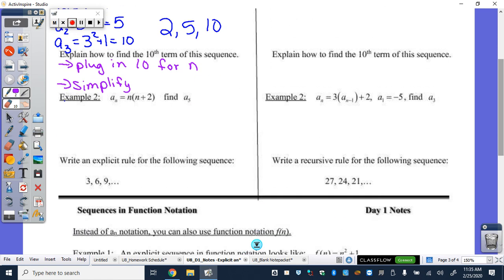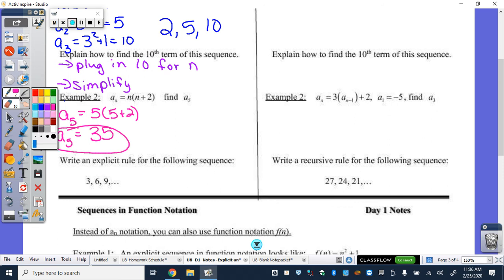Then example 2, we have a new formula: a sub n equals n times n plus 2. They want us to figure out a sub 5. All we have to do is plug in 5 for each of our n's. And what do we end up getting there? 35. So a sub 5 is 35.